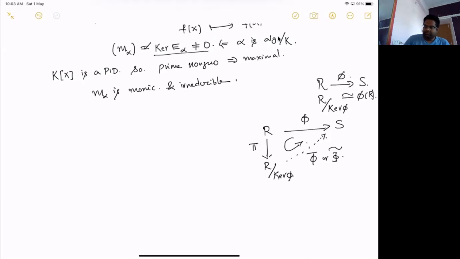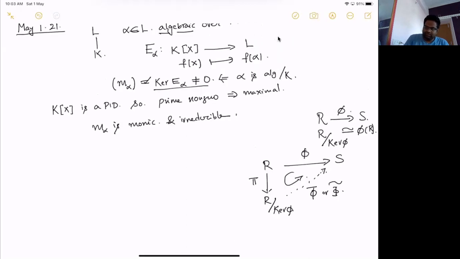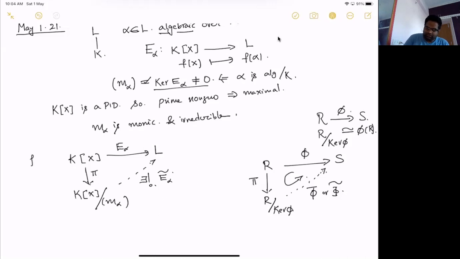So from this theorem, it follows that you have a ring homomorphism from K[X] mod M alpha to L, denoted by E alpha tilde. And this is defined via the usual canonical map phi, which takes f of x to f of x plus this ideal M alpha.